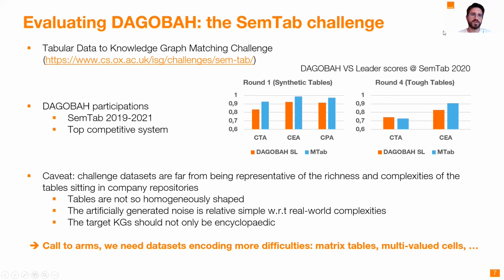For example, tables may not be so homogeneously shaped, and the artificially generated noise may not be enough with regard to real-world complexities, such as multivalued cells or different units involved in the same columns. Finally, the target knowledge graphs are mostly encyclopedic. However, in company repositories, tables may involve specific vocabularies, for example, vocabularies related to networks or other domain activities. Hence, there is a need to develop advanced datasets offering more difficulties, such as matrix tables or multivalued cells, and involving different business domain vocabularies.